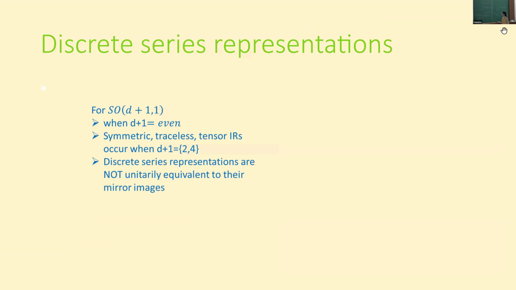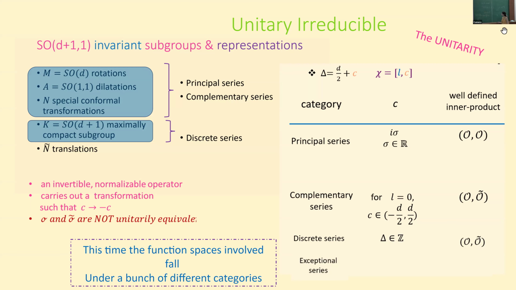Okay, so now, sorry, what is the category for exceptional series? What is the C for exceptional series? So it will be certain types. I will write them down. It is a little bit involved. It's like H over D, H being the Hubble parameter.